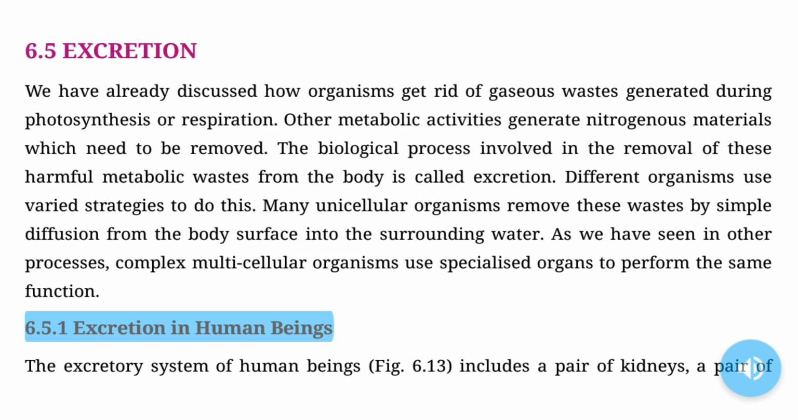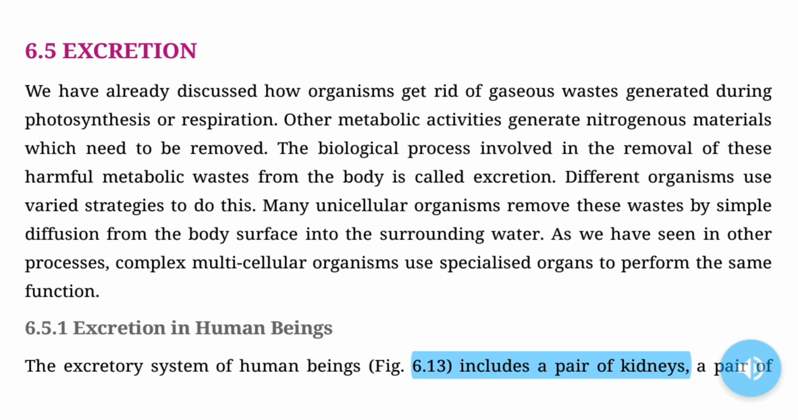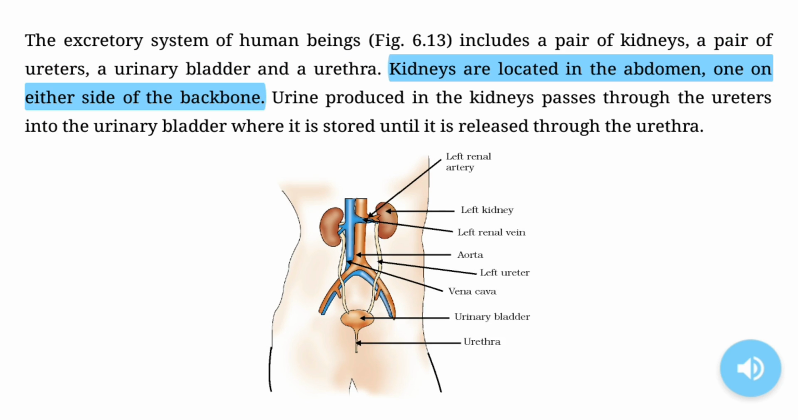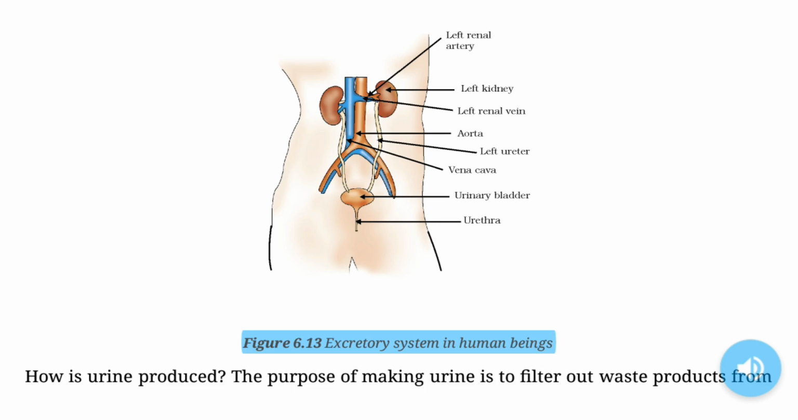6.5.1 Excretion in human beings. The excretory system of human beings, Fig. 6.13, includes a pair of kidneys, a pair of ureters, a urinary bladder and a urethra. Kidneys are located in the abdomen, one on either side of the backbone. Urine produced in the kidneys passes through the ureters into the urinary bladder, where it is stored until it is released through the urethra. Figure 6.13 Excretory system in human beings.